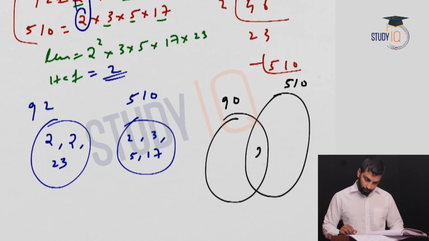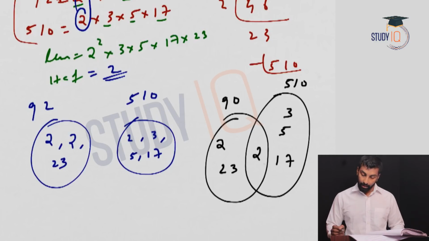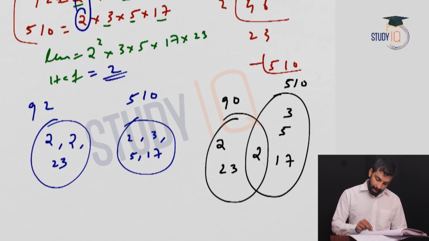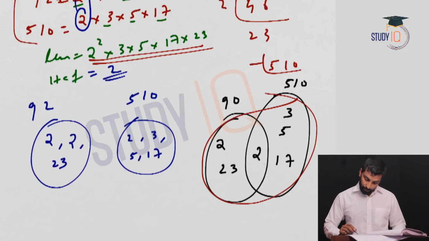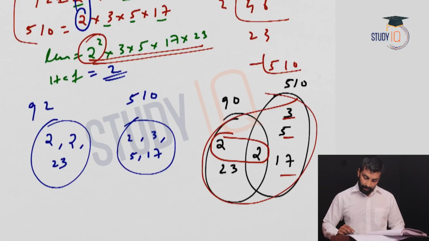So what is common? 2 is common. So 2 here, 23 here. Then what will come in 510? The rest of the area: 3 will come, 5 will come, 17 will come. So whatever is there in the Venn diagram, this total is your LCM. So this 2 and this 2 is 2 square. Then you have this 3, 5, 17 and 23.